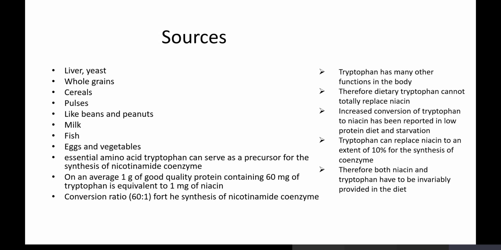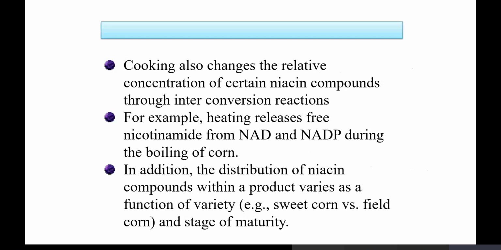Suppose you do not consume niacin. So what will the body do? The body will convert tryptophan to niacin. So increased conversion of tryptophan to niacin, when does it occur? If you do not take protein in the diet. So with a low protein diet, or in starvation, people do starvation because of rituals or whatever reason, or some people in our country do not get food and have to sleep on hungry stomachs, a low protein diet and starvation result in conversion of tryptophan to niacin. But tryptophan can replace niacin only to an extent of 10% for the synthesis of the coenzyme. Therefore both niacin and tryptophan have to be provided in the diet. You cannot skip.